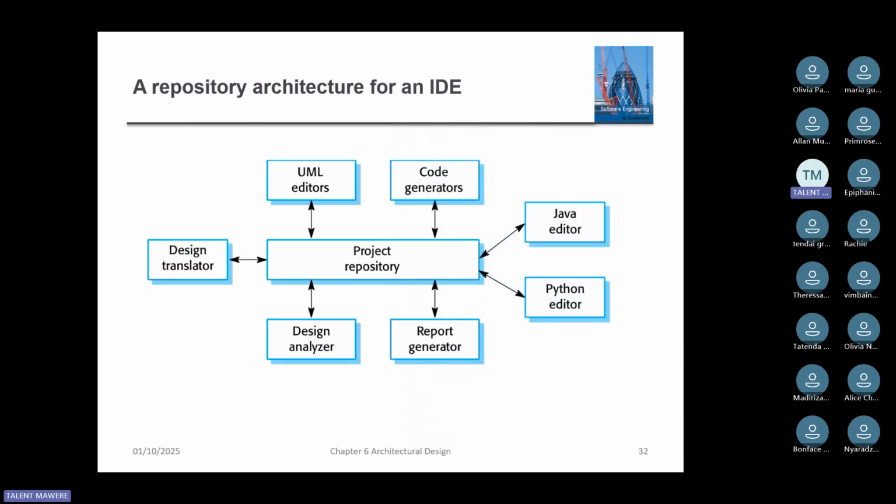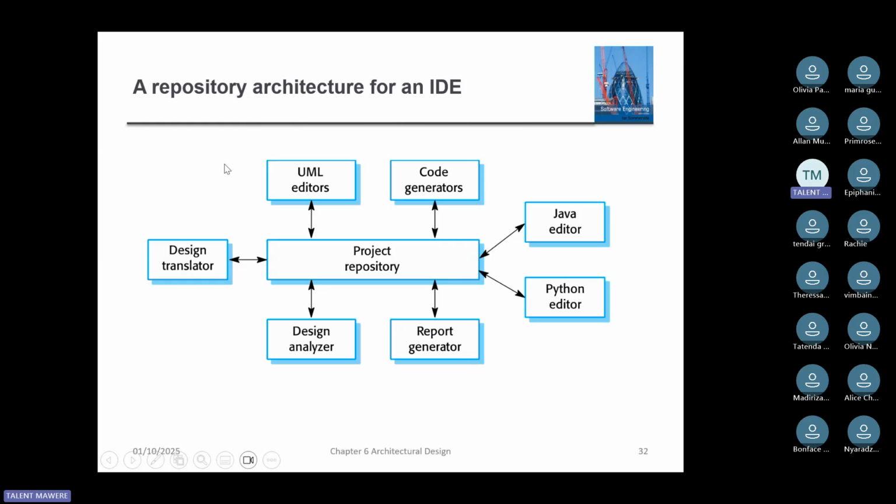This is a typical structure of a repository architecture. This is a development environment. You have your project repository here. This is the central repository of your project. And then we have components that help you in the development environment. You have UML editors, you have code generators, you have a Java editor, you have a Python editor, you have a report generator, a design analyzer, a design translator.